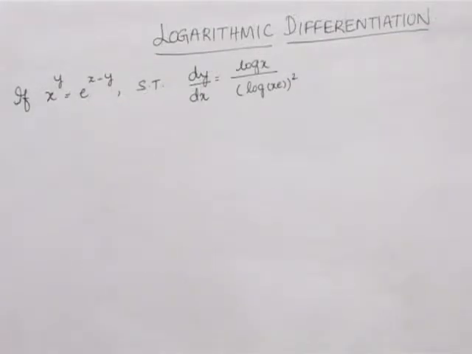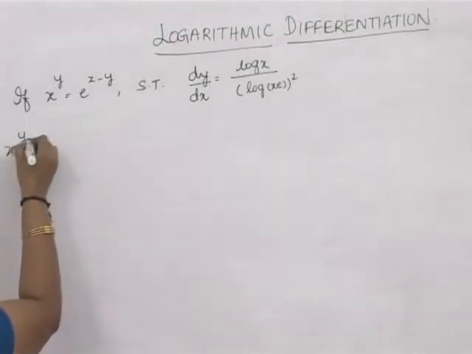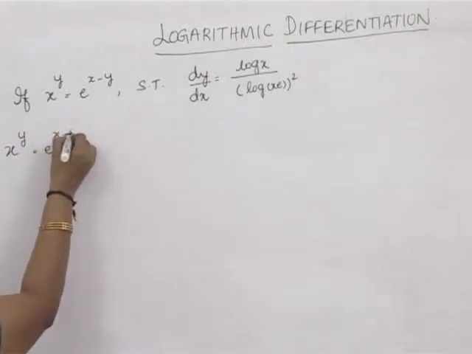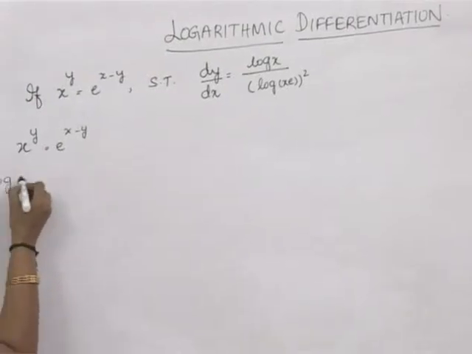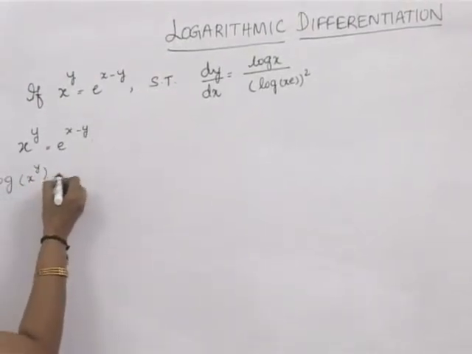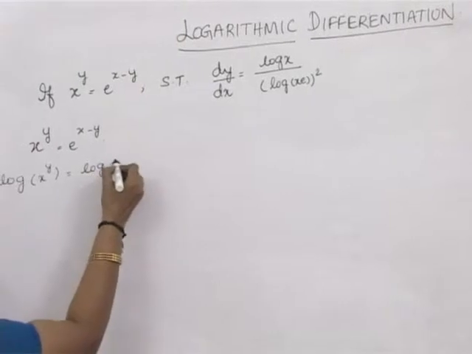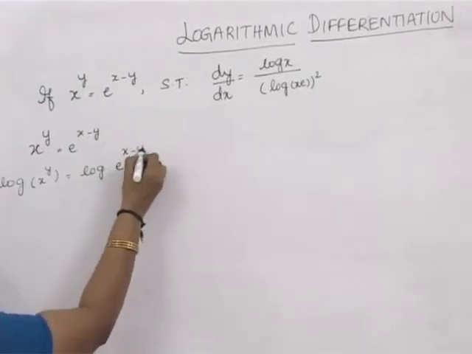Now here we have a problem which can be solved using logarithmic differentiation, which is if x power y equal to e power x minus y, we have to prove that dy by dx is equal to log x divided by log xe the whole square. Now we have x power y equal to e power x minus y. Now let us take logarithm on both sides. So we will be getting log of x power y is equal to log e power x minus y.